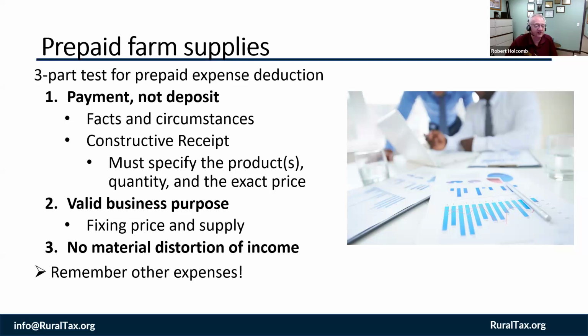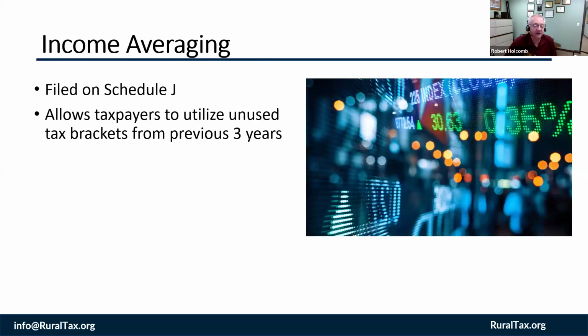All right, for instance. So the valid purpose is fixing price and supply. You can't materially distort income, but if you're prepaying every year, you're not materially distorting anything. It's part of your regular business that happens.